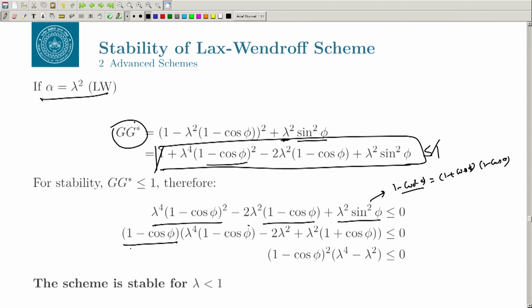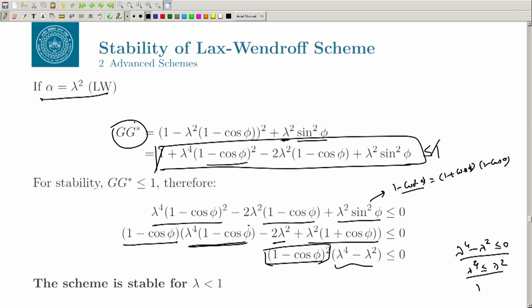Okay. So, take the 1 minus cos phi out. So, this is lambda to the 4 (1 minus cos phi) minus 2 lambda square plus lambda square (1 plus cos phi), and that will become lambda to the 4 (1 minus cos phi), and this is minus lambda square (1 minus cos phi), right. So, take the 1 minus cos phi again out, okay. So, that you will have lambda 4 minus lambda square is less than or equal to 0, or lambda 4 is less than or equal to lambda square, that means lambda is less than or equal to 1, okay.